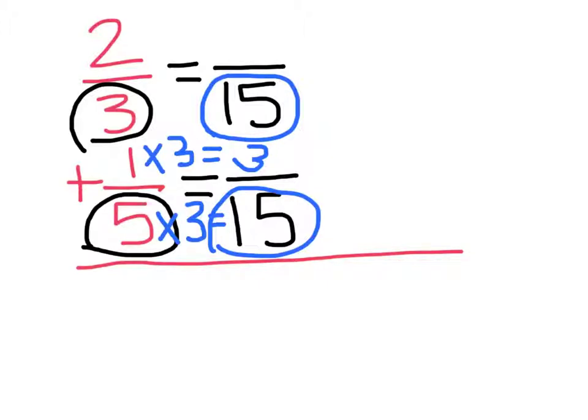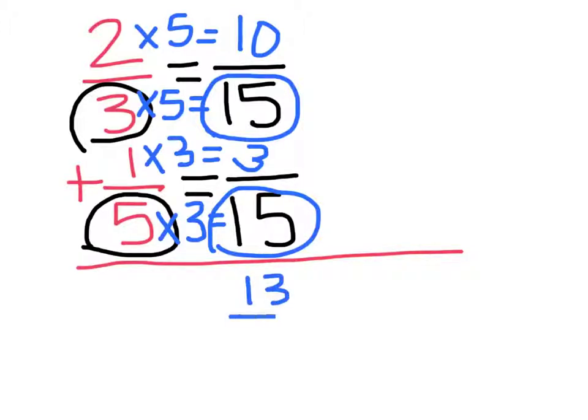Then you have to do the same on this top fraction. And so you're going to get 10/15. So 10/15 plus 3/15 equals 13/15. You would check to see if you could reduce that, and you can't, so that should be your final answer. 10/15 plus 3/15 equals 13/15.